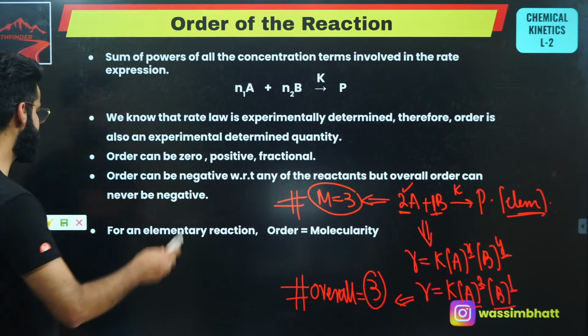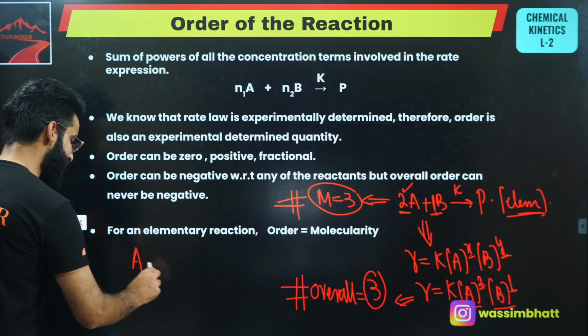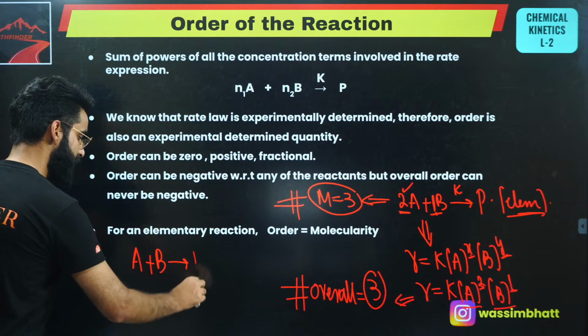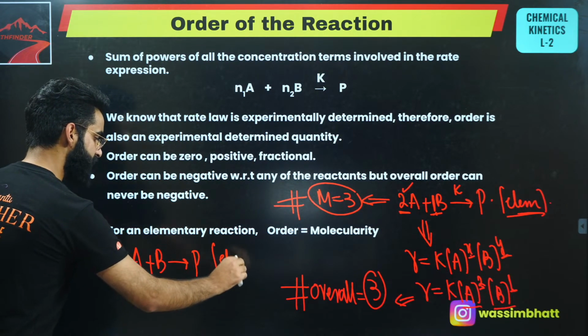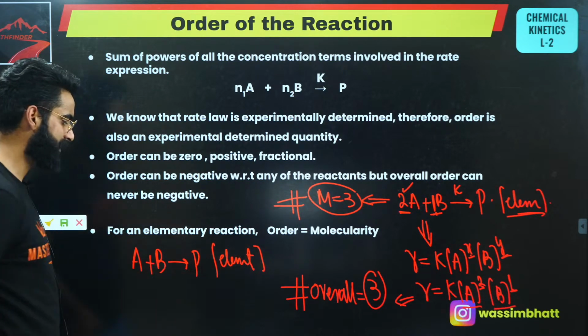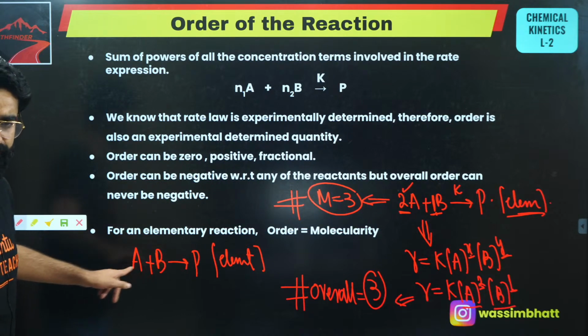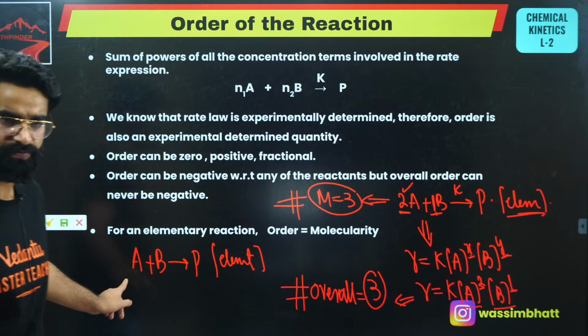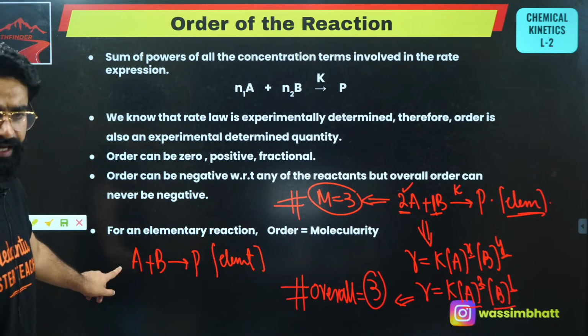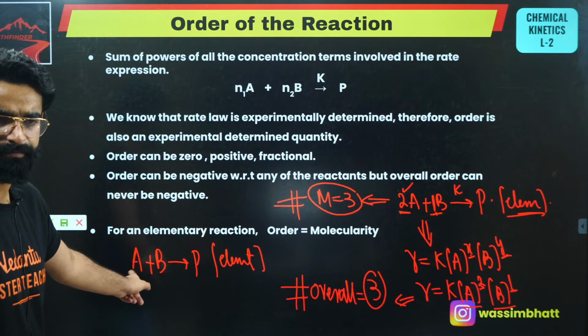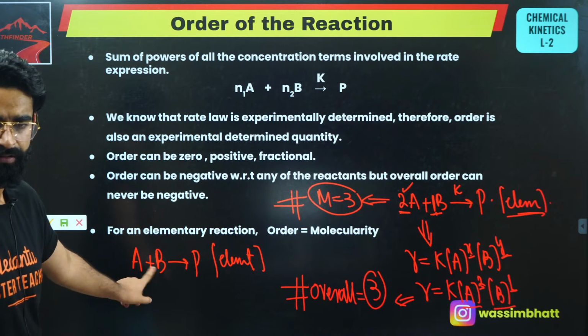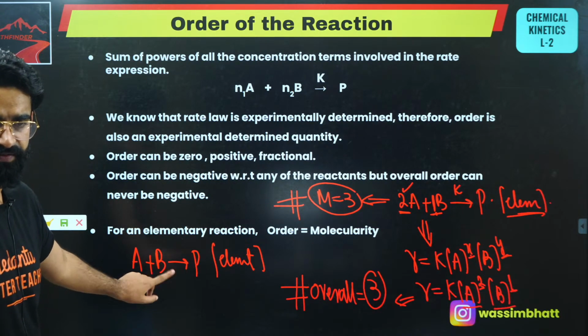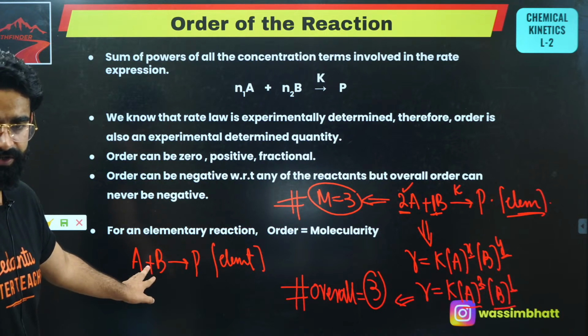Let's assume I've got the reaction as simple: A plus B gives products. Let's assume this is the elementary reaction. Can you let me know in the chat box what is the overall order of the reaction?